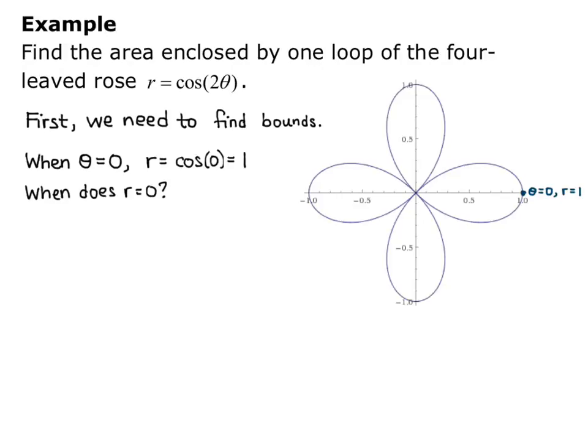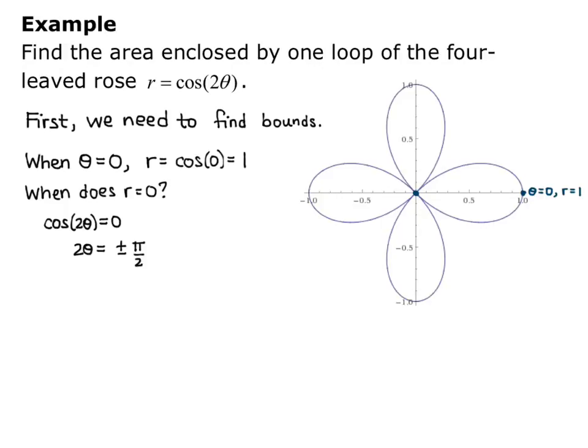And now I want to figure out, when do I get back to the origin? So when does r equal 0? I take my function and set it equal to 0. Cosine of 2 theta equals 0. And I think about, on my unit circle, when is cosine equal to 0?